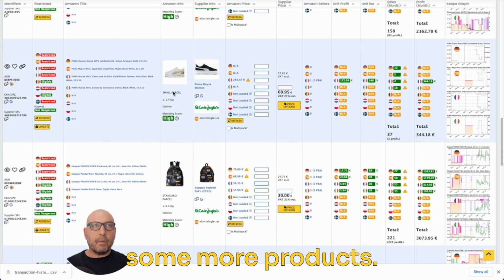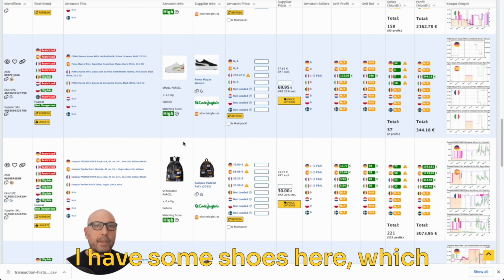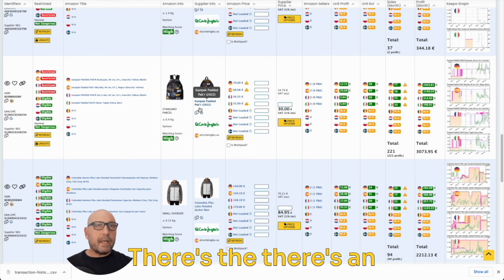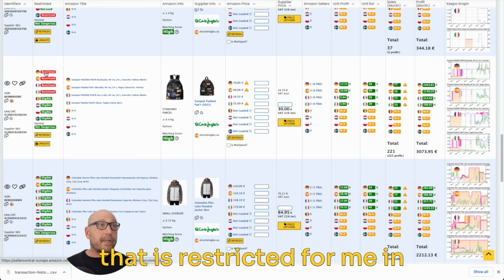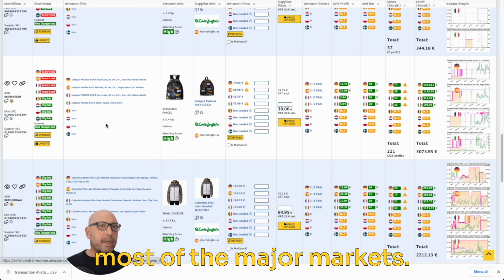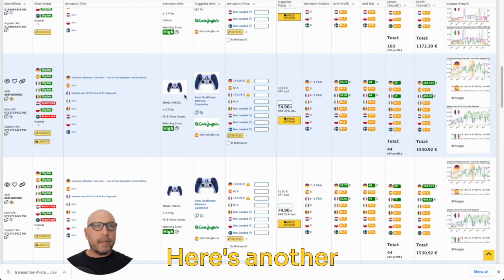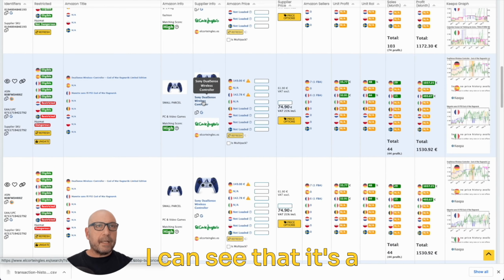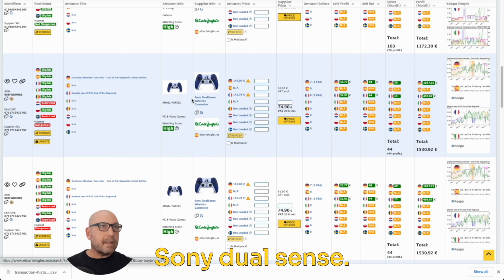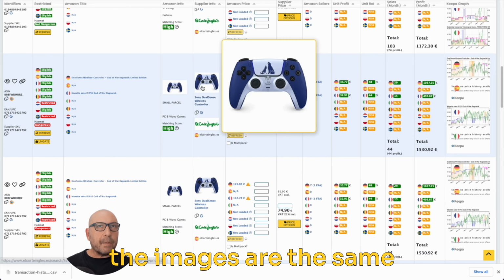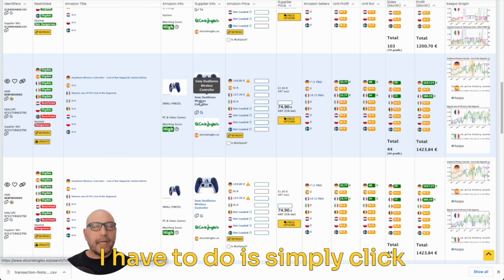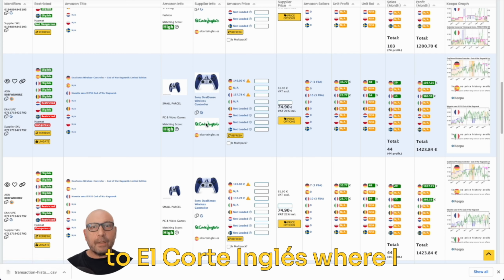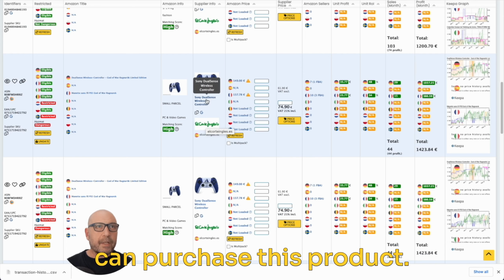Let's take a look at some more products. I have some shoes here, which I personally like to avoid. There's an Eastpak pack here that unfortunately I can see is restricted for me in most of the major markets. So I'm going to skip this product. Here's another interesting product. I can see that it's a Sony DualSense, and indeed I can see that the images are the same. And if I want to purchase this product, all I have to do is simply click on it, and this will take me to El Corte Inglés, where I can purchase this product.